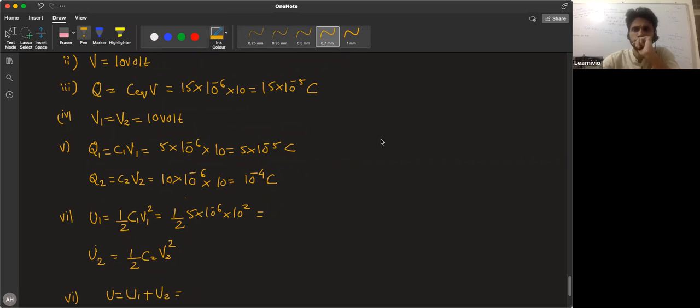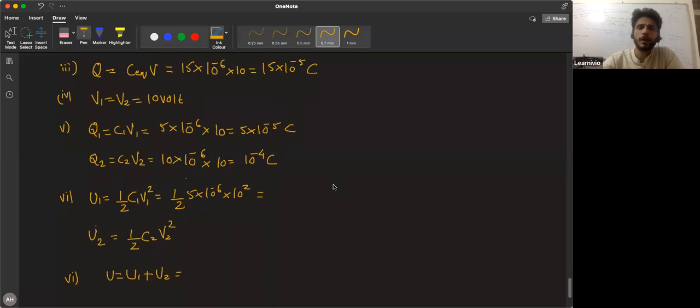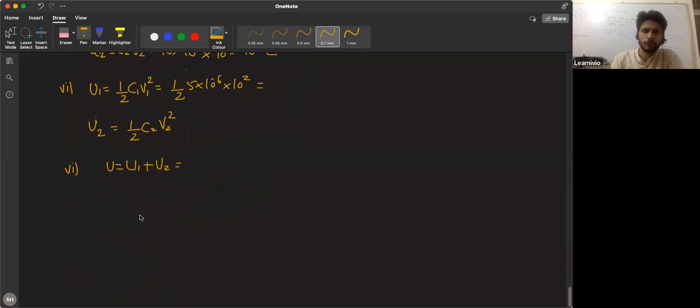Yes, is it clear? Mazia, any doubt in this question? Okay, after this question, the next is, we'll do one question from NCERT.